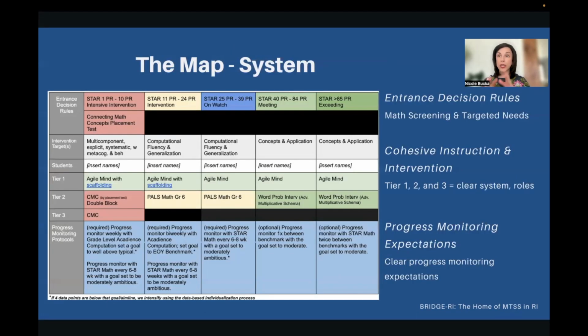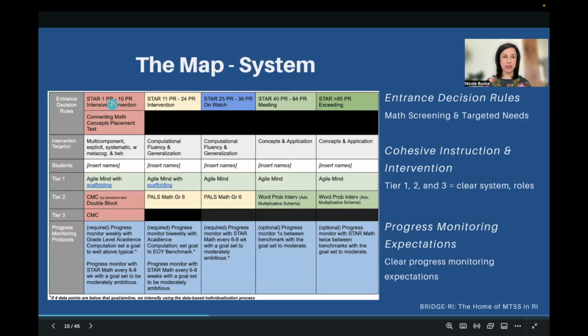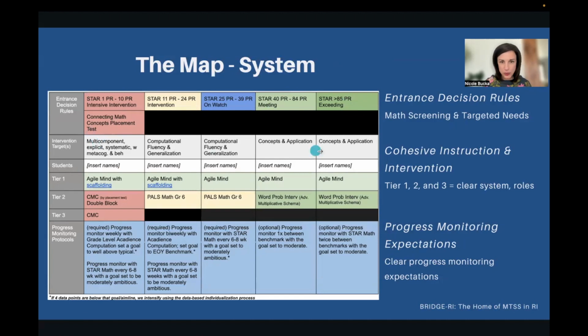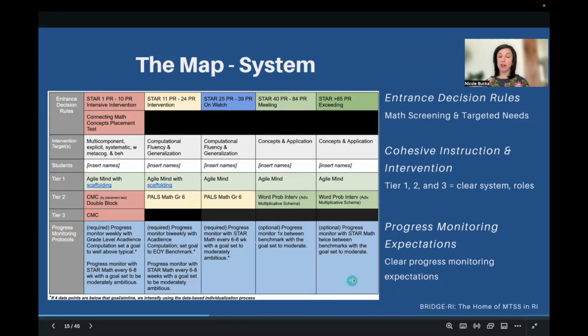Okay, so putting it all together, the map puts everything cohesively together for every member of your grade level team, every member of your school. Even parents understand it if you show it to them. It shows entrance decision rules that tell us who are the kids, and it leads into what are their targeted needs. It illustrates targeted instruction at tier 1, tier 2, and tier 3, where all students get core. And it shows clearly defined systems and roles. And finally, clear progress monitoring expectations.